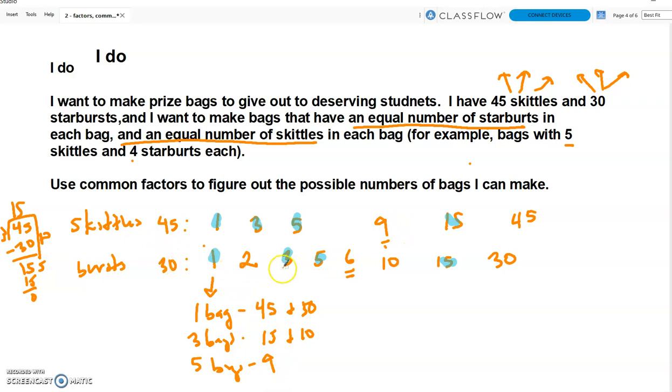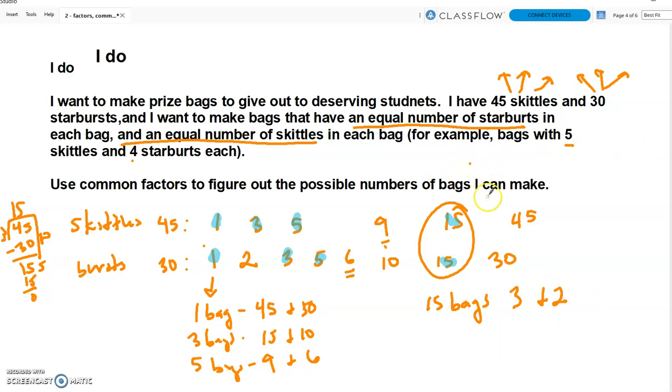And 9 Skittles, and they're each going to have 6 Starbursts. Last one I can do is I can do 15 bags. And if I do 15 bags, they're each going to have 3 Skittles, and they're each going to have 2 Starbursts. So that's my possibilities, right?